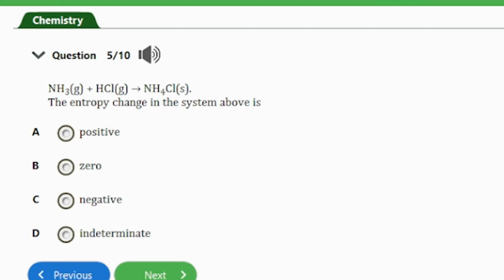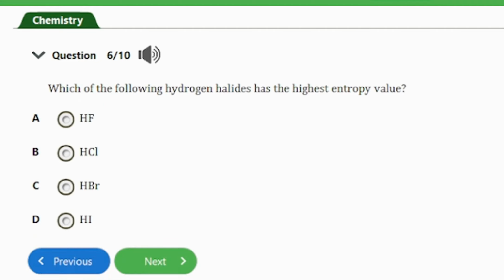So definitely there shouldn't be more disorderliness. The measure of the disorder or randomness in this reaction is going to be negative, since it's becoming more ordered into a solid form. I just hope you guys understand this. So that's the answer to this question, and it's option C, negative. So let's consider the next question.